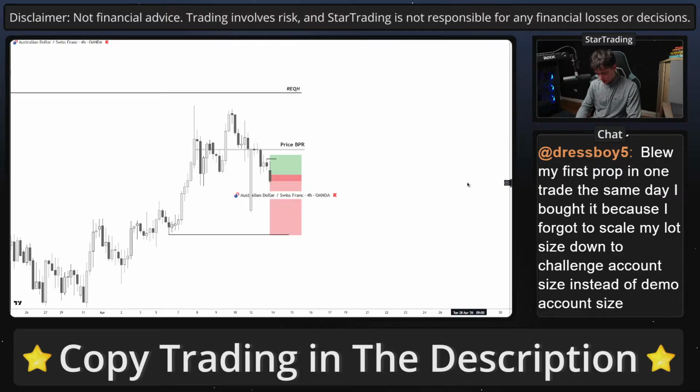Dressed by Five was also saying, I blew my first prop in one trade the same day I bought it because I forgot to scale my lot size down to challenge account size instead of demo account size. Ah, man, I think everybody made that kind of mistake. Maybe it's not that fatal for some, but everybody has put in the wrong lot size, and then the rest is just garbage history.